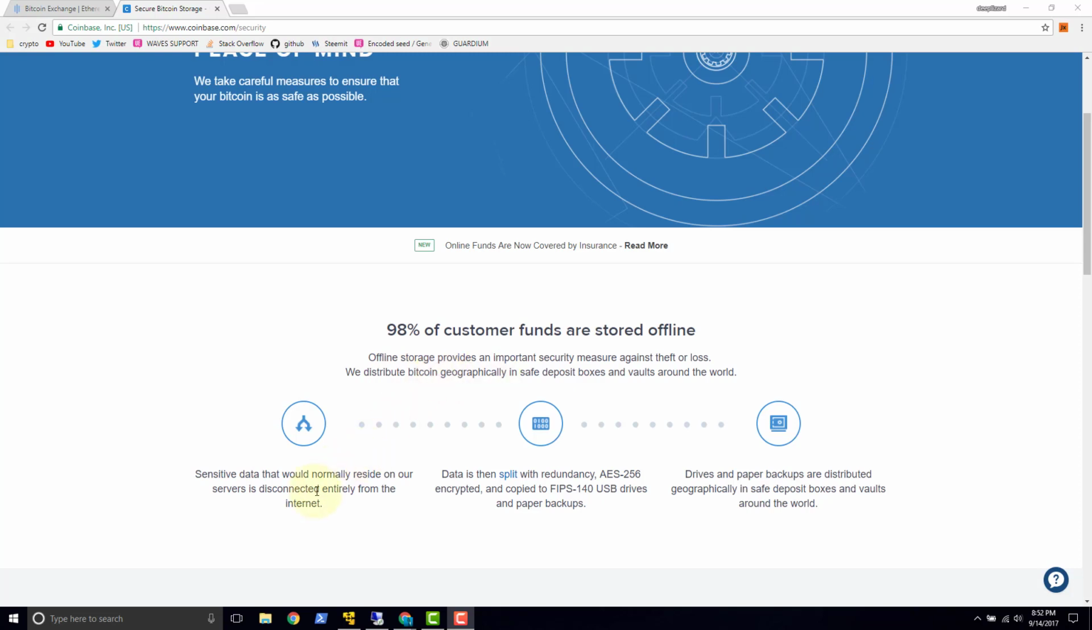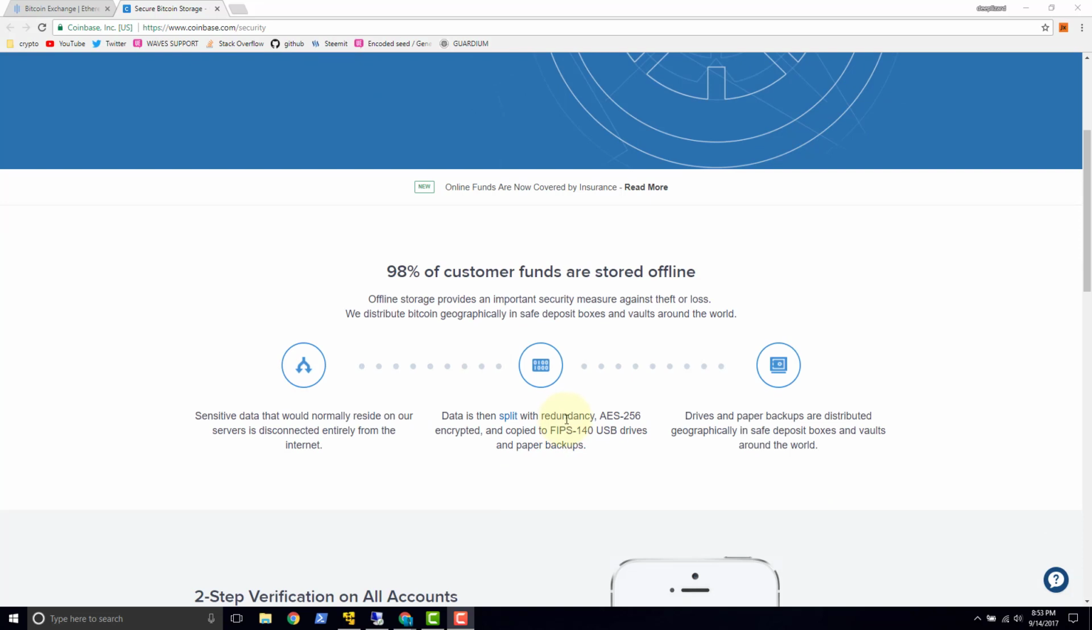They mention here again that sensitive data that's on their servers is disconnected entirely from the internet. Then they talk about their encryption and their redundancy. So redundancy means they have multiple copies of it. They talk about here USB drives and paper backups. So these are going to be the offline pieces, and they're redundant. So that means there's no one location that if that location was destroyed, then those funds would be lost, because they're redundant and they're backed up. And then they're mentioning that these drives and paper backups are distributed geographically around the globe. So that's that distributed. You have multiple locations where the same information resides.